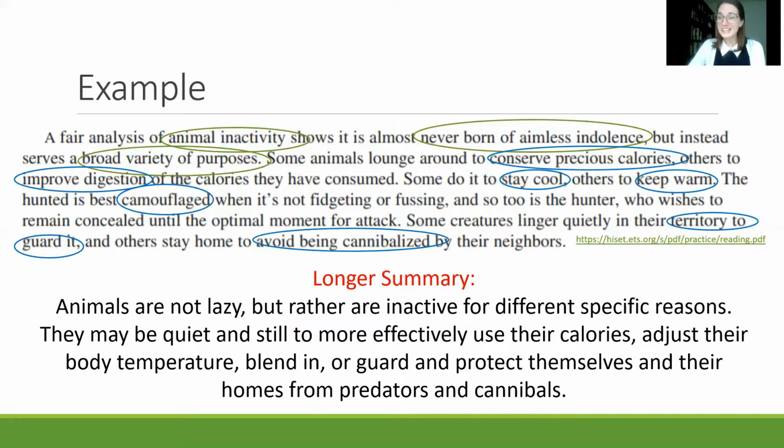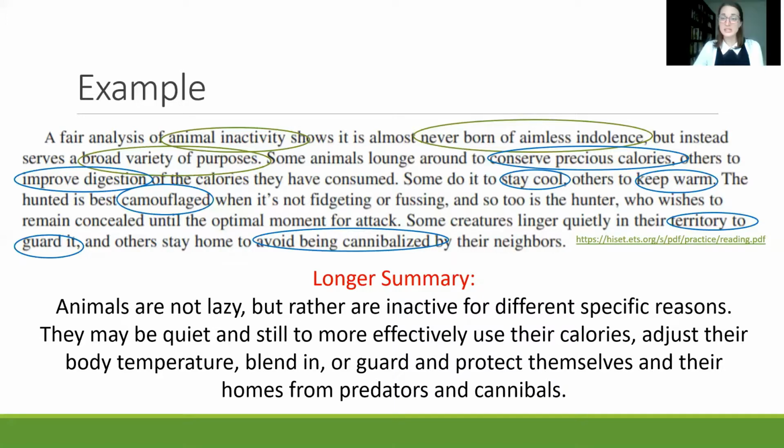Now, if I wanted to add to that, I could look at a longer summary. So I could say, again, "Animals are not lazy, but rather are inactive for different specific reasons. They may be quiet and still to more effectively use their calories, adjust their body temperature, blend in, or guard and protect themselves and their homes from predators and cannibals."